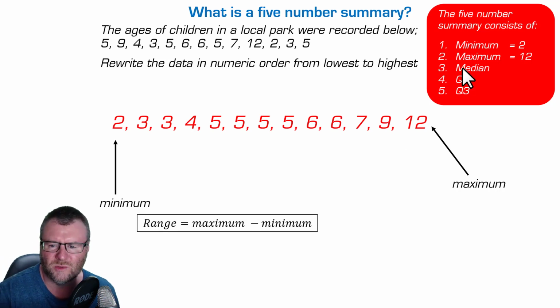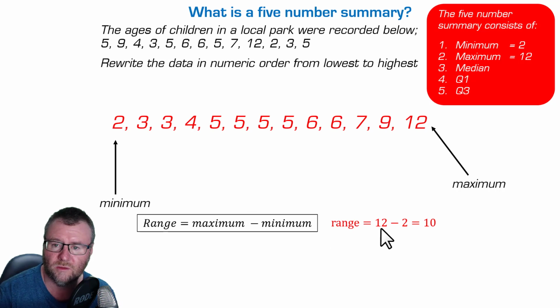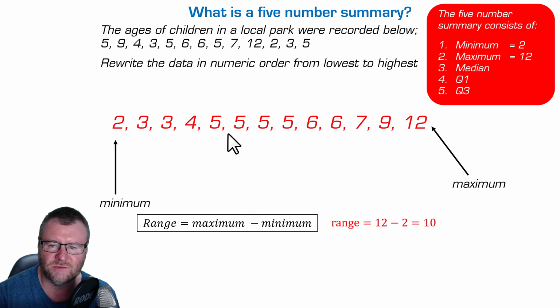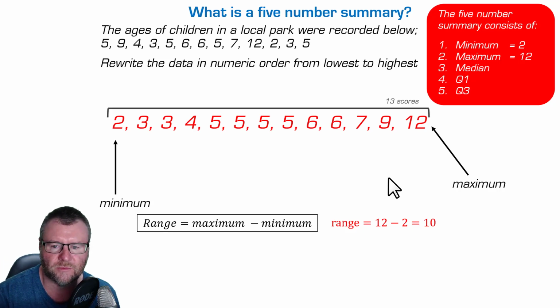There's a thing called a range, which is not on our list here, but while we're here, let's quickly talk about it. The range of our data is just simply how far it is, a measure of spread from the highest to the lowest. So if I take the maximum and I subtract the minimum, in this case, I've got 12, take away 2, there's a range of 10. In other words, there's a difference of 10 between my highest and my lowest score. We'll throw that one in for free.